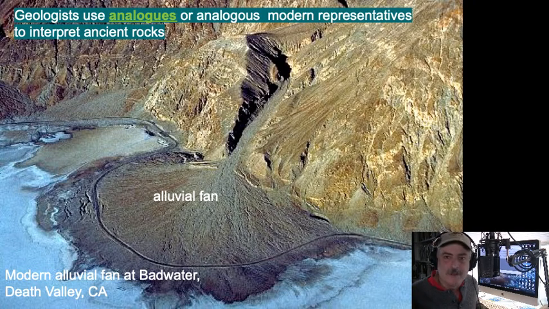Now you see these things around the world. You see them in China. You see them in Mongolia. Any mountainous region is going to have alluvial fans, especially those that are near deserts like this. And so that's a modern alluvial fan, or a recent alluvial fan in Death Valley right here. We study things like this in order to understand what the ancient rocks would look like.